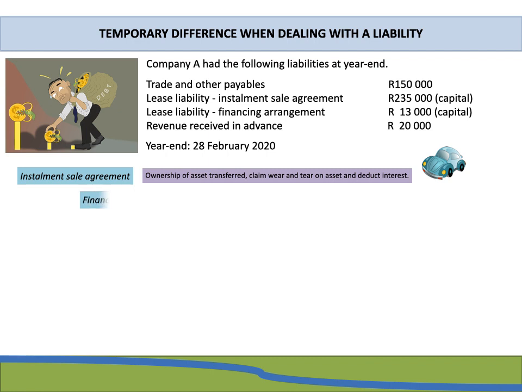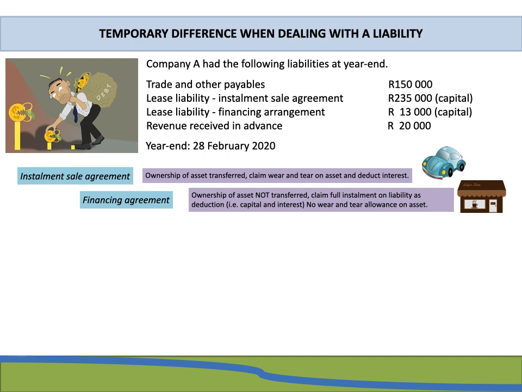A financing arrangement, on the other hand, is where ownership of the asset is not transferred and the lessee may claim the full installment on the liability as a deduction. So, in other words, that would be the capital and the interest that's been incurred on this liability. The lessee may not claim any wear and tear allowance because, according to SARS, they do not own any asset. They are merely renting an asset for a specific period of time.